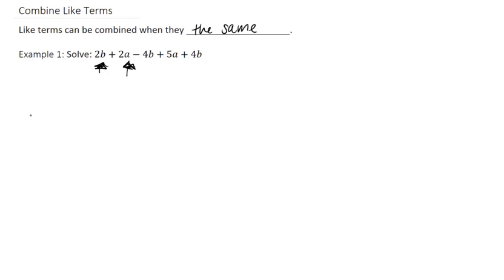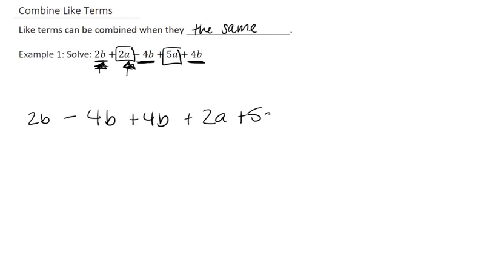So we have 2b. So anywhere where there's a b, we're going to underline it. Then we have minus 4b plus 4b. Next we have a's. We'll just go ahead and box those. So we have plus 2a plus 5a. So we need to first add the b's together. So we have 2b.